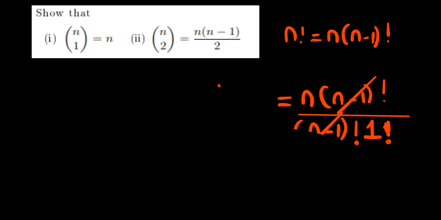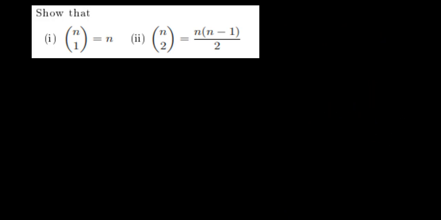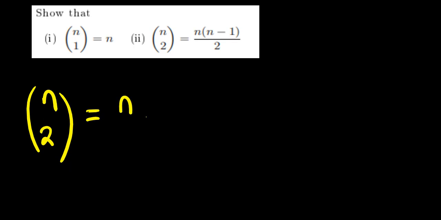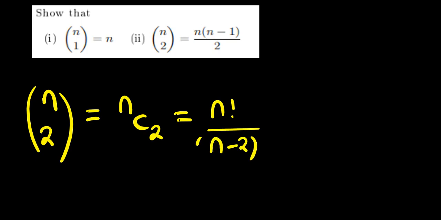So it's not much different from the first one. So we are going to say we are trying to prove n choose 2, or n combination 2, equals that. Let's try. So we're saying n combination 2 will just be equal to n factorial over n minus 2 factorial, then 2 factorial. Then we just have to simplify this expression.